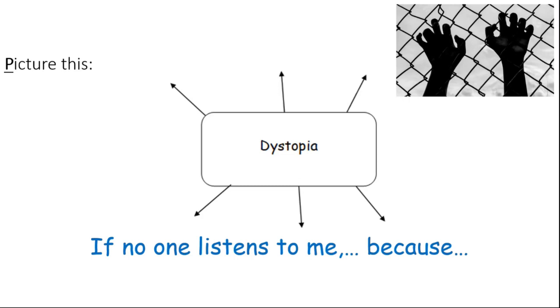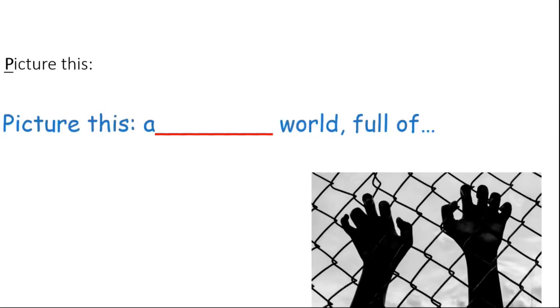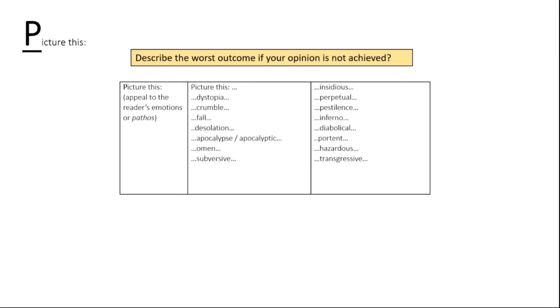This is how you stand out, though, by using a metaphor, in my opinion. Maybe you could say social media is a villain stealing children's innocence away. Picture this is a quick way to get a colon in as you are introducing something. You describe the worst outcome now. So picture this: a dystopian world full of perpetual misery. That's how you start off. Here are lots of key words you can use for your picture this dystopian image that you're creating. Take 5 minutes to construct your picture this paragraph.